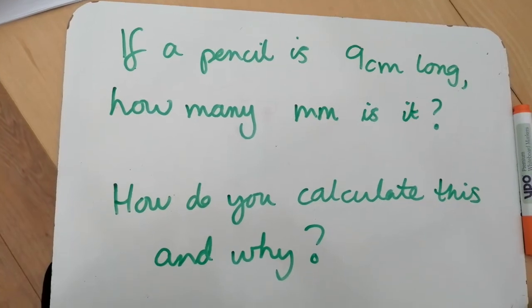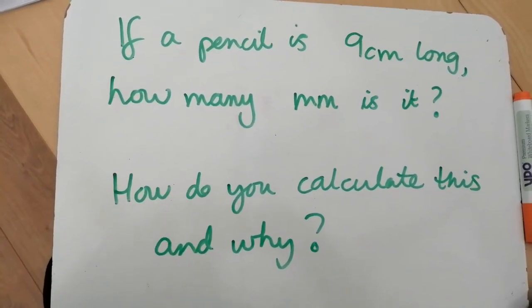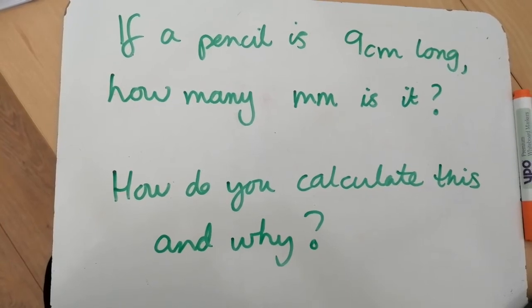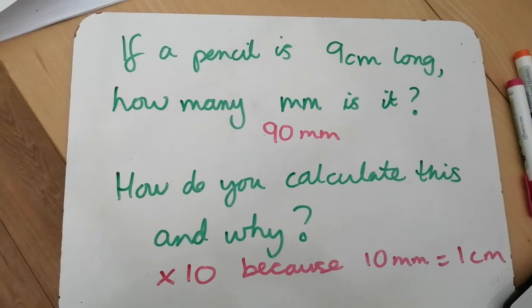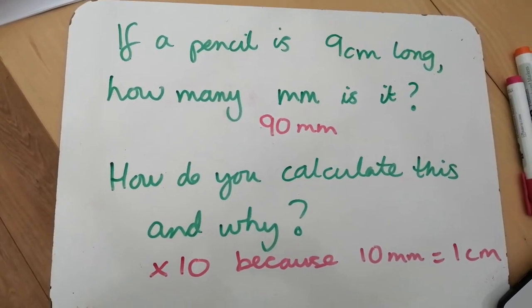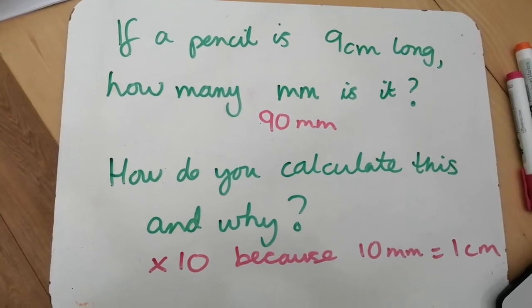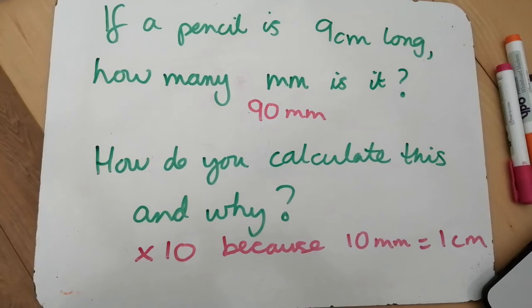If a pencil is 9 centimetres long, how many millimetres is it? How do you calculate that, and why do you do that calculation? So the answer is it would be 90 millimetres. And you calculate it by multiplying the number of centimetres by 10 because there are 10 millimetres in a centimetre.